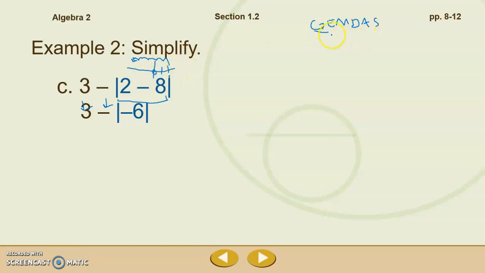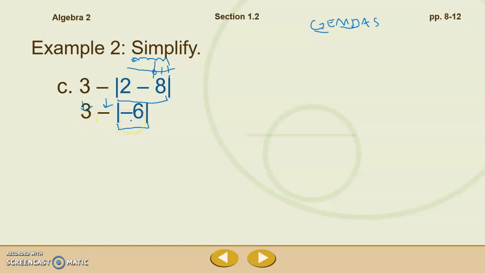All right, I've done my grouping symbols. I don't have any exponents, so let's see if there's any multiplication or division. 3 minus, oh, I'm not quite done yet. Let's go back to grouping symbols. This says the absolute value of negative 6. I can simplify that. So let's come back down. My 3 and my minus come down.